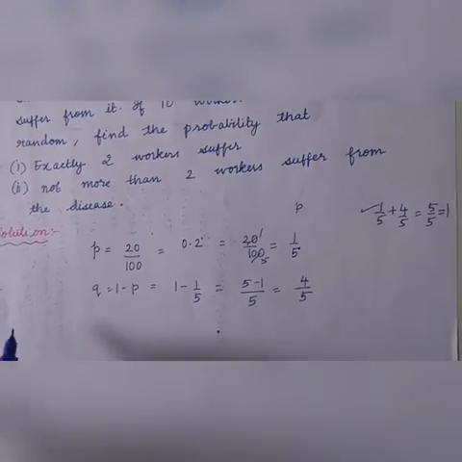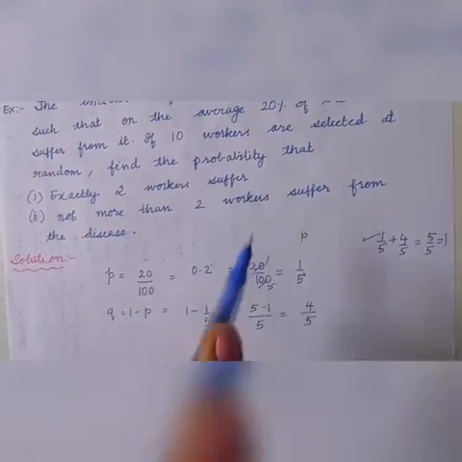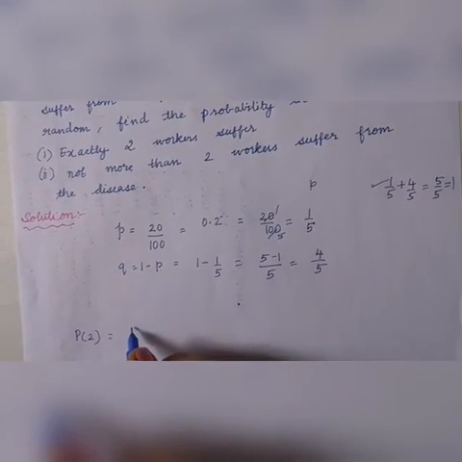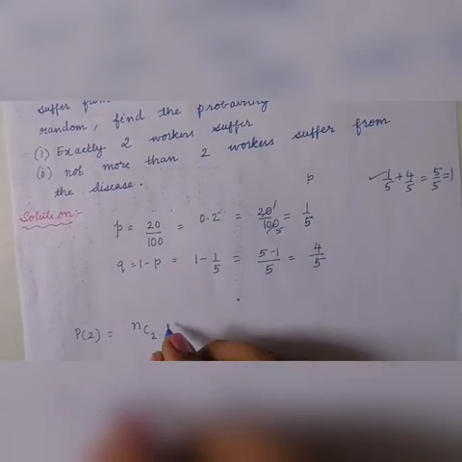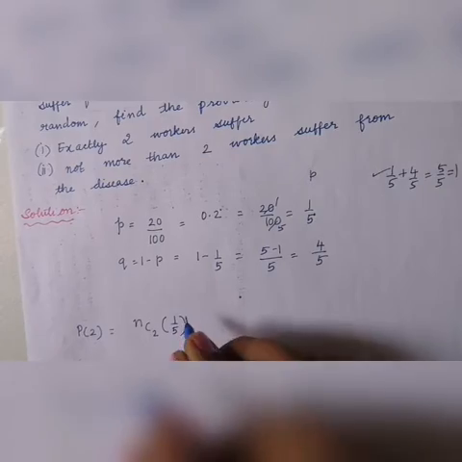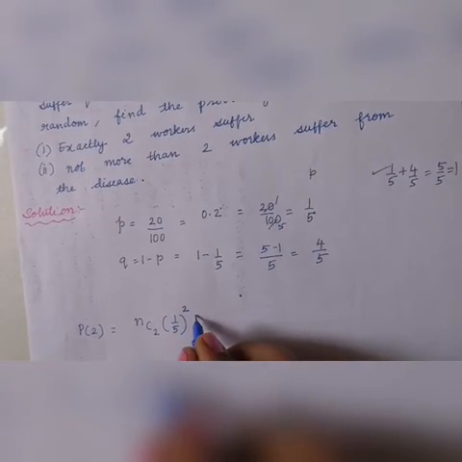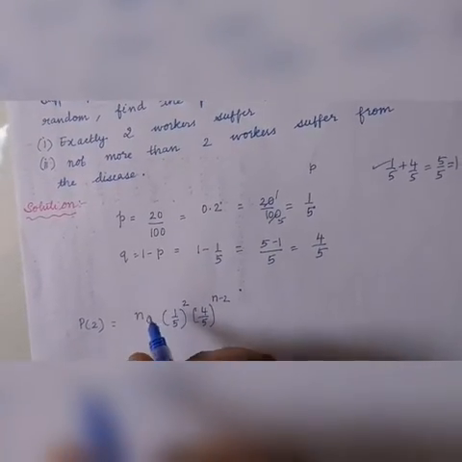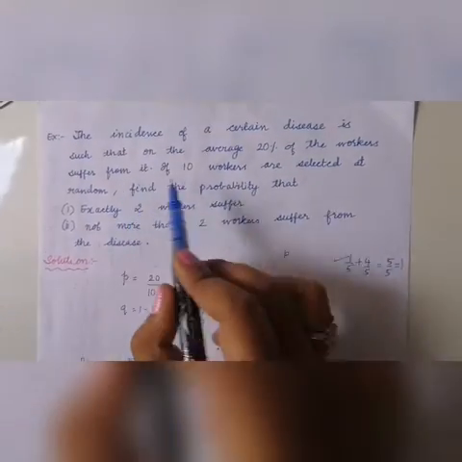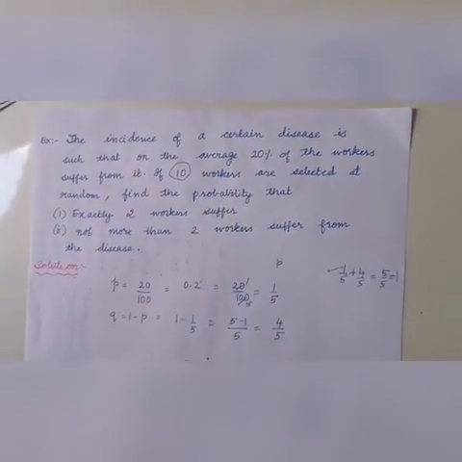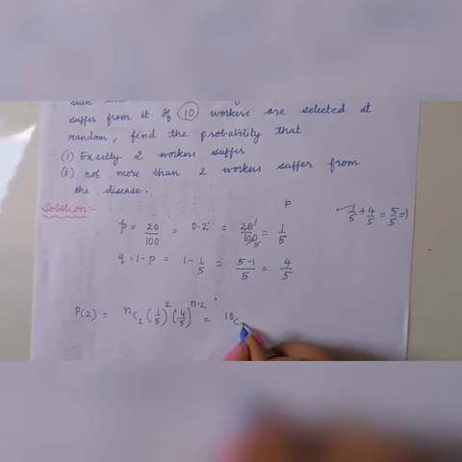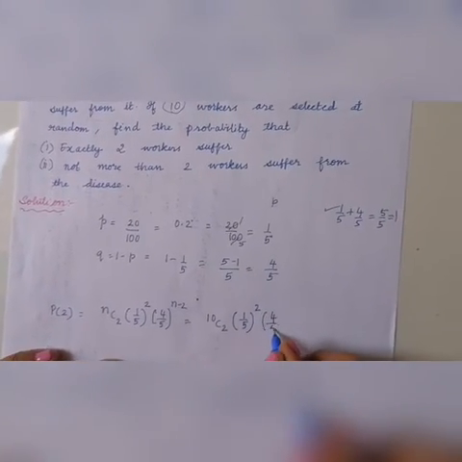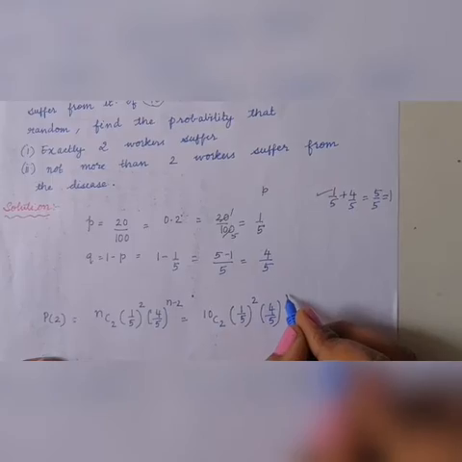Now we are supposed to find the probability that exactly 2 workers are suffering. So P of 2 is equal to, what is the formula? nC2, P is 1 by 5 to the power of 2, Q is 4 by 5 to the power of n minus 2. Now what is n? If 10 workers are selected at random, then n is equal to 10. So substituting, we get 10C2, 1 by 5 to the power of 2 and 4 by 5 to the power of 10 minus 2, which is 8.